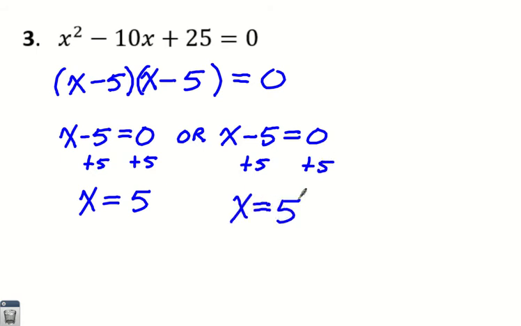So here, we essentially really don't have two separate answers. We really just have one. So x equals 5 or x equals 5. That's really technically just one answer. But there we go. So guess what? There's not always two answers to quadratic equations.